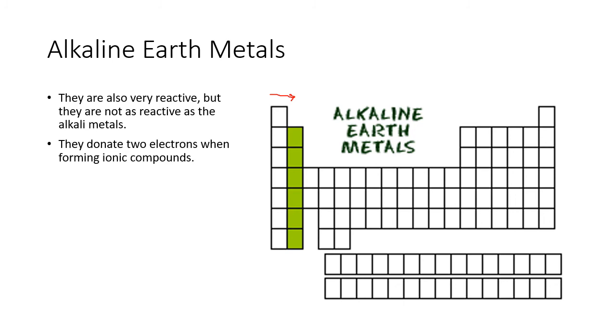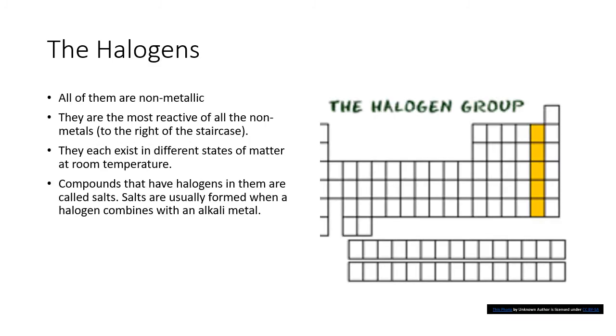Calcium and potassium are 2 examples. The halogens, now we're skipping all this part here. These are called the transition metals, but we're skipping those for now, and we're going right here to this group, which is group 17. So this is group 17.